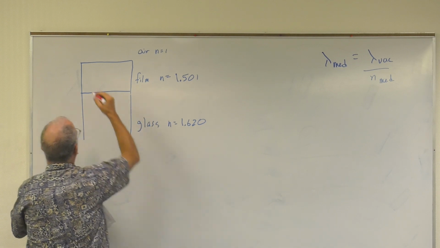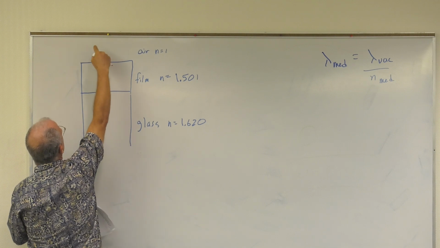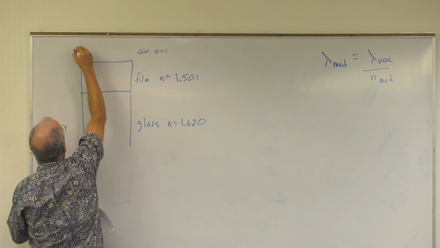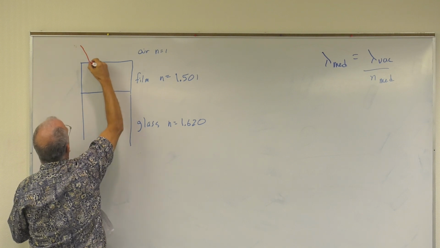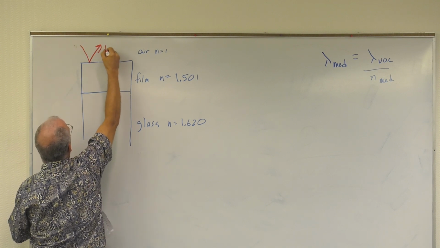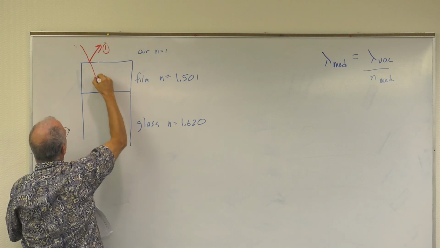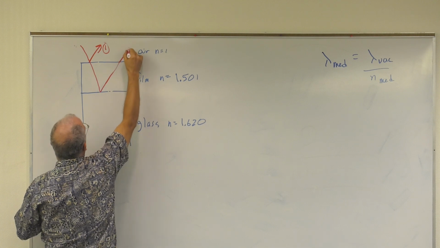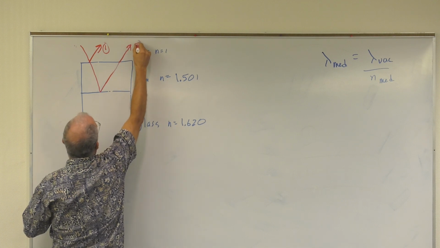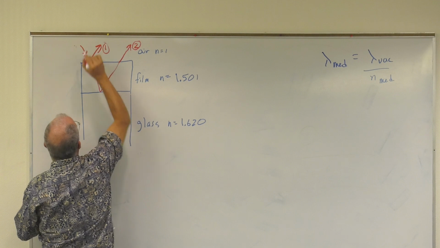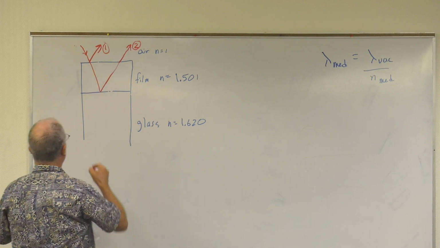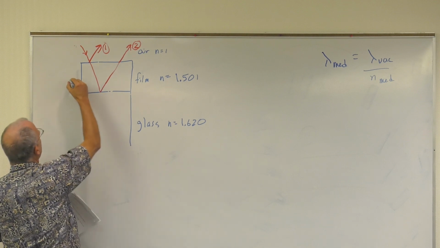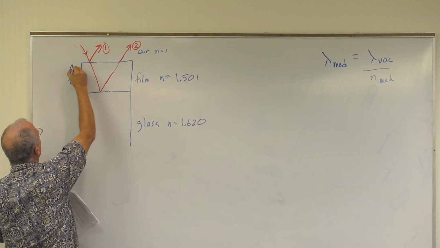Like before, you have one ray of light coming in. It's really coming in perpendicular, but I don't care. So it comes in like that and then it reflects like that. That's number one. Then it goes through, reflects, and there's number two. And this is the thickness. Don't forget that. It's the thickness of the film.